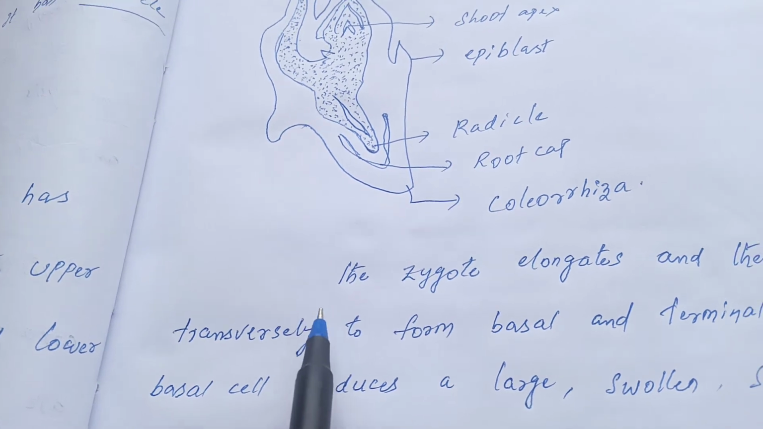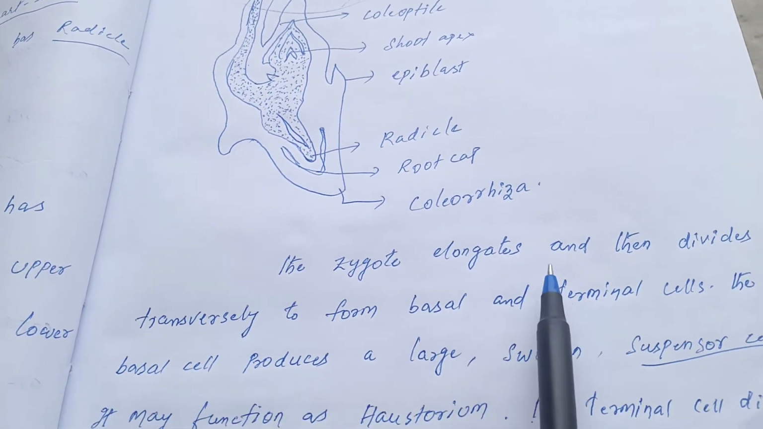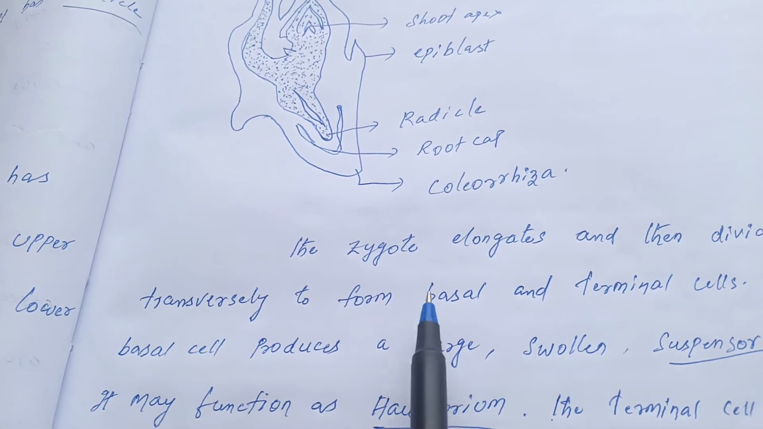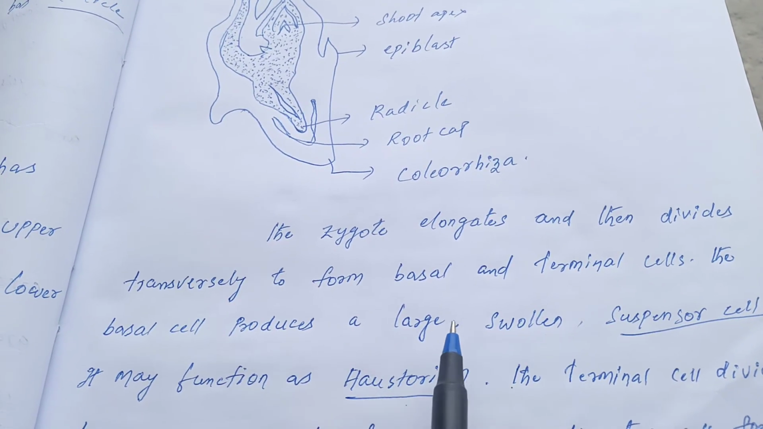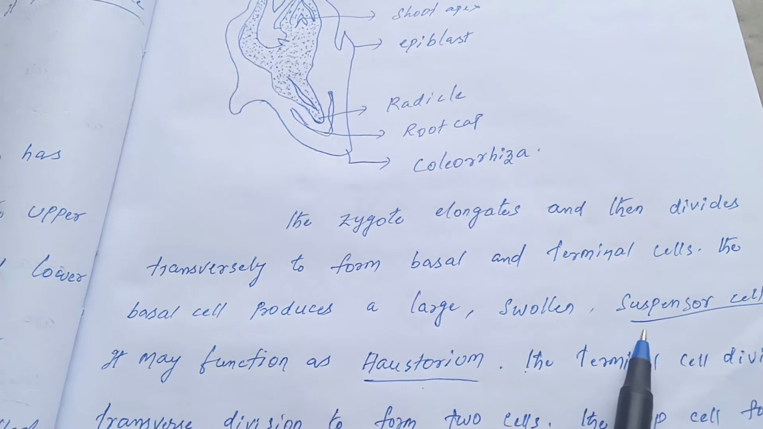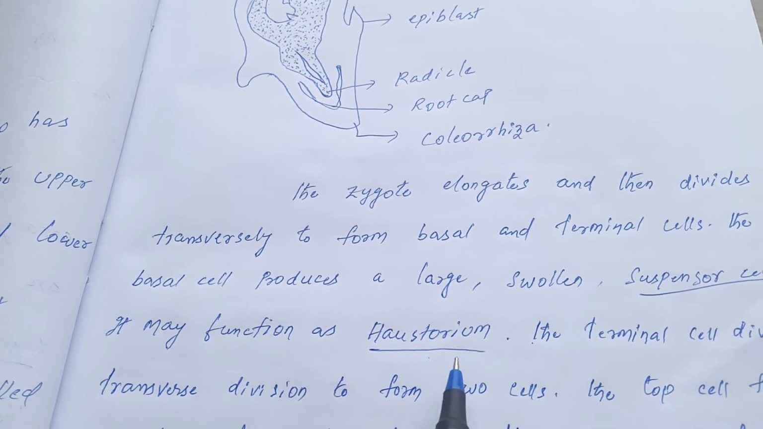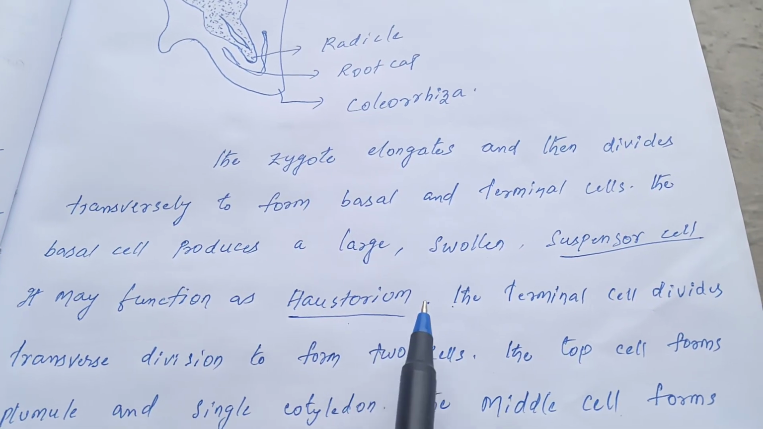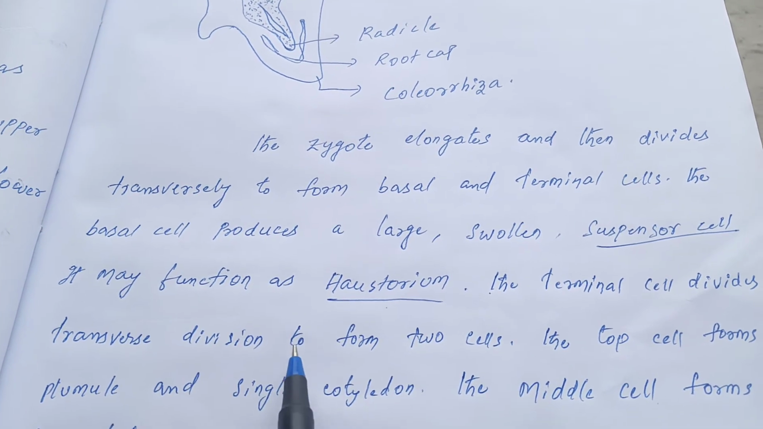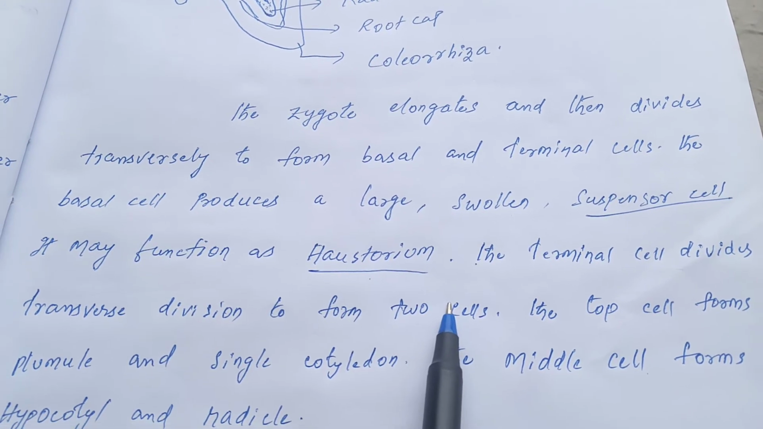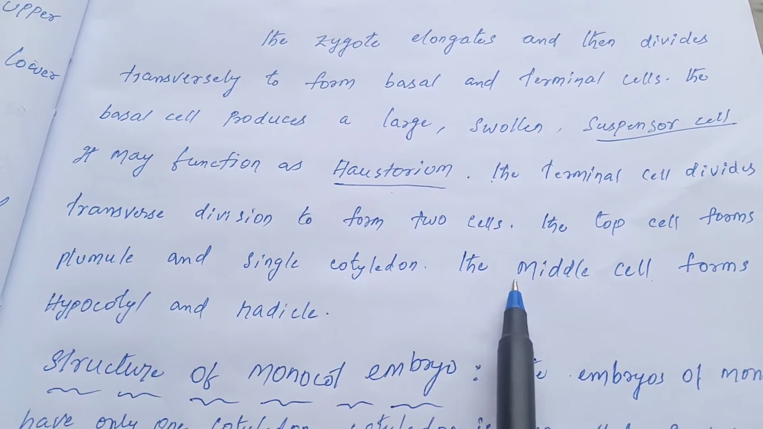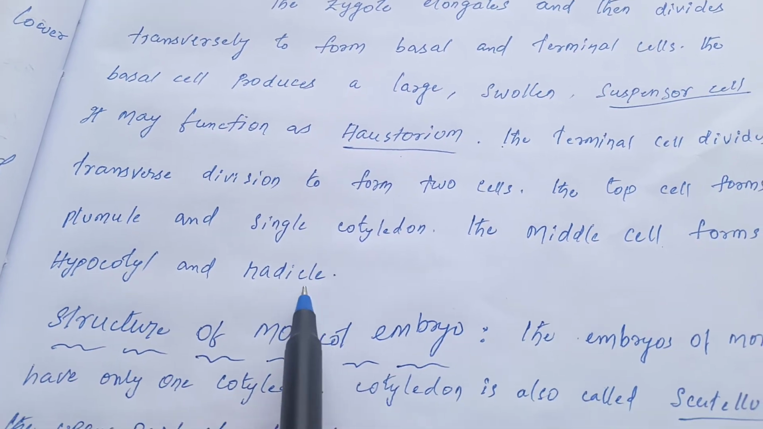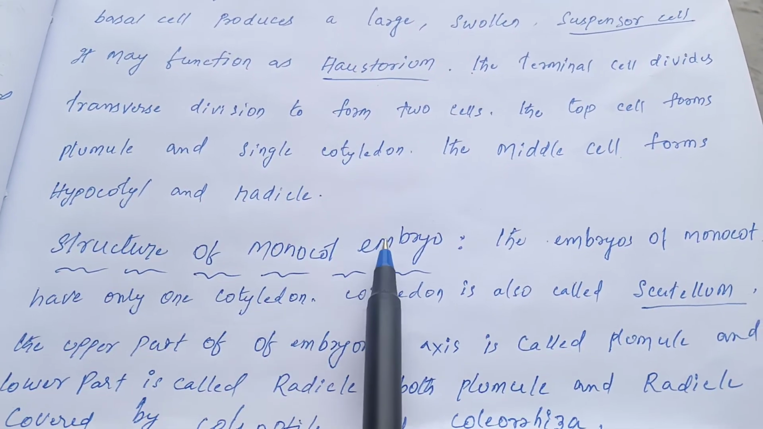And in this process, the zygote elongates and then divides transversely to form basal and terminal cells. The basal cell produces a larger swollen suspension cell, and the suspension cell may function as ostomium. The terminal cell divides transversely to form two cells, top cell and middle cell. Then the top cell forms plumule and single cotyledon, and the middle cell forms hypocotyl and radicle. And this is the structure of monocot embryo.